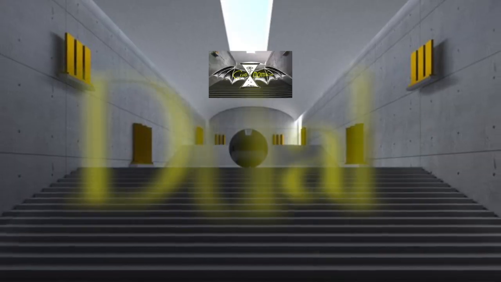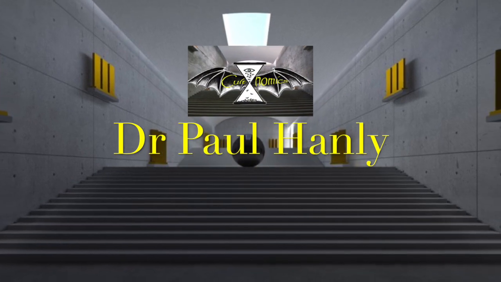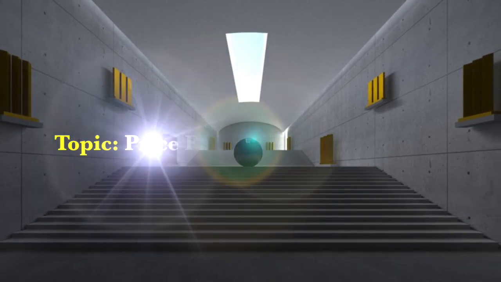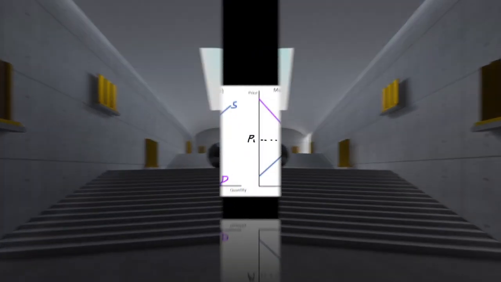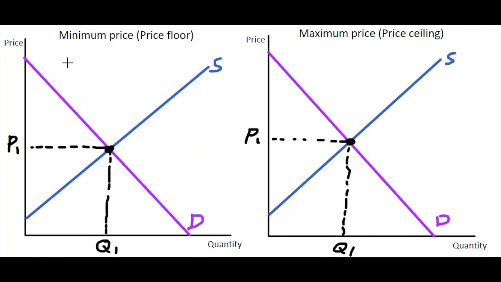My name is Paul Hanley, and today I'm going to be chatting to you about price floors and price ceilings. So in this video, what we're going to look at is government regulation of a free market and free market prices. The first example we'll look at is a government implementing a minimum price or a price floor, and that could be on items such as workers as minimum wages, or on alcohol with a minimum price floor.